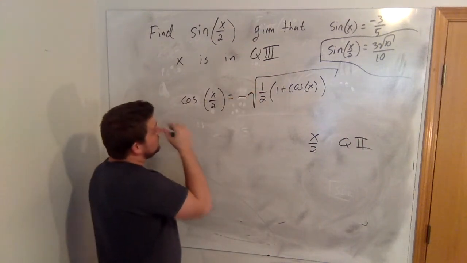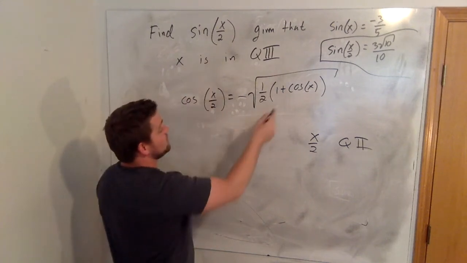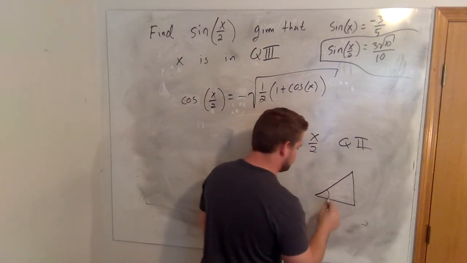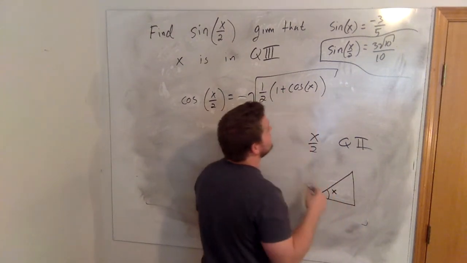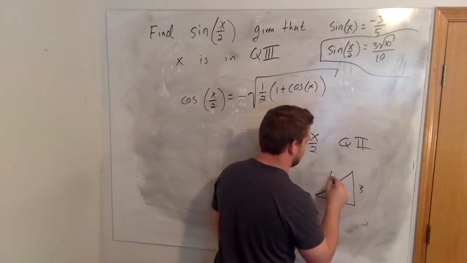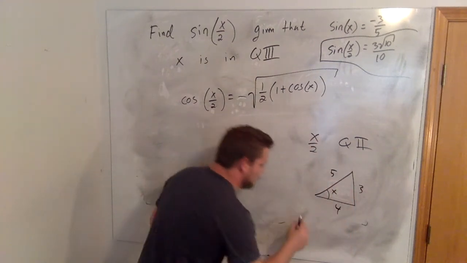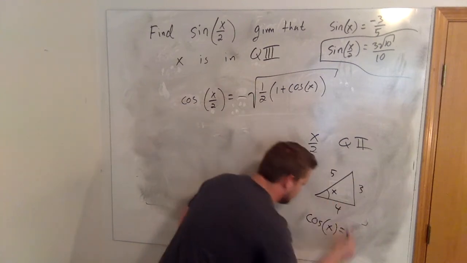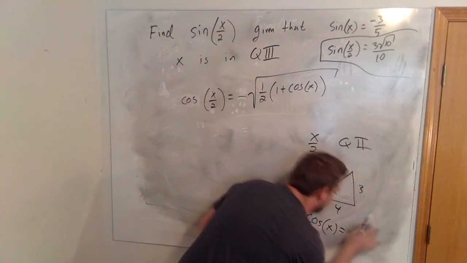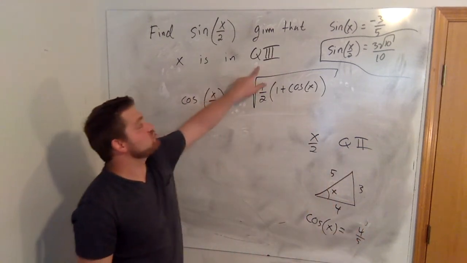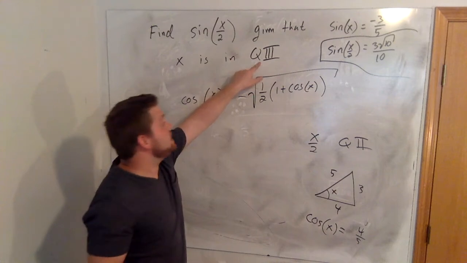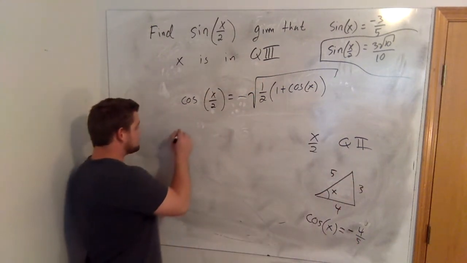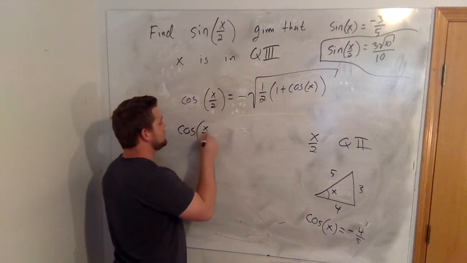We also need to know what cosine of x was. Let's go back and draw the triangle we had a second ago. So here was angle x, and this was 3, this was 5, this was 4. So the cosine of x is going to be equal to 4/5. But x is in quadrant 3, and cosine is negative in quadrant 3, so we'll need to put a negative here.